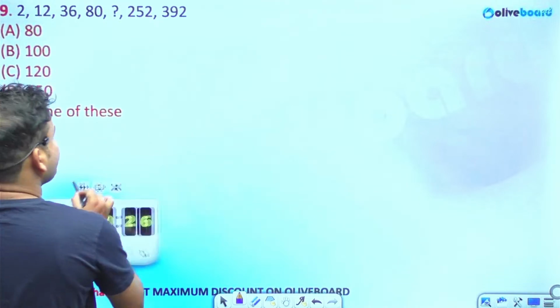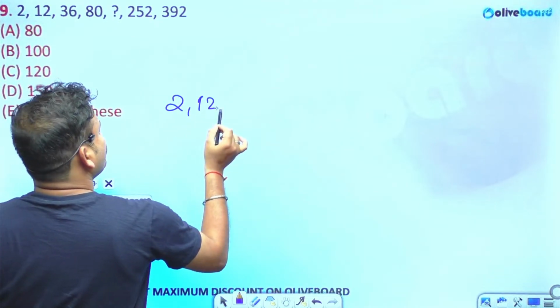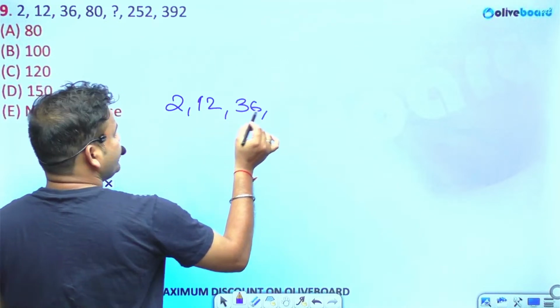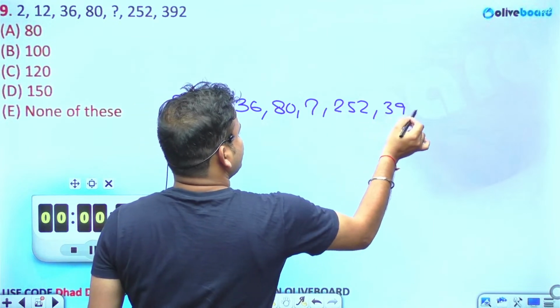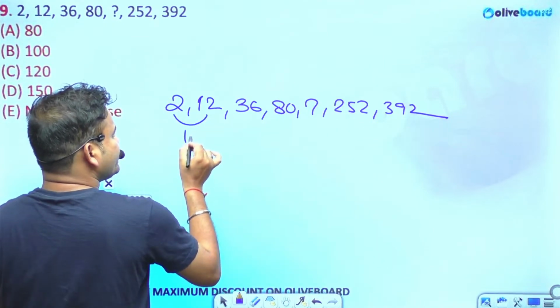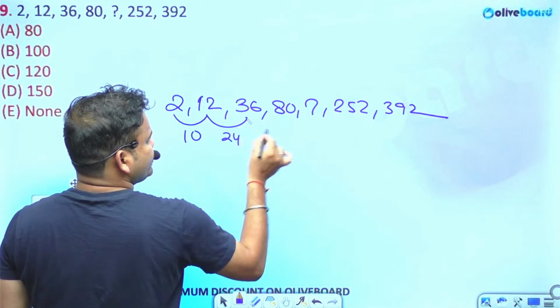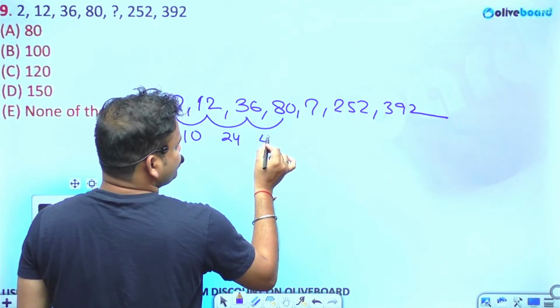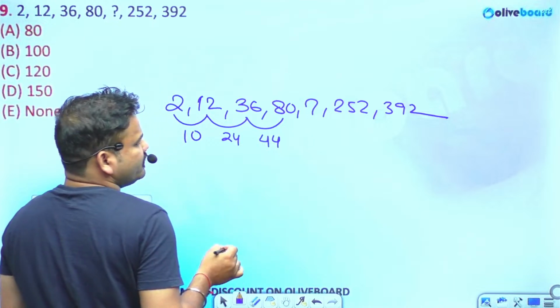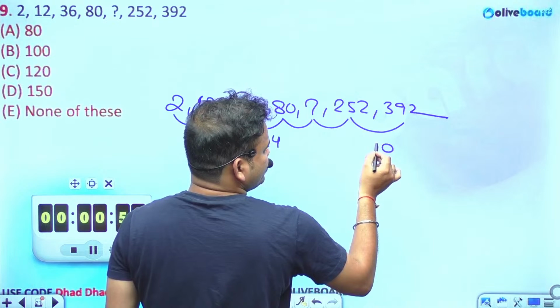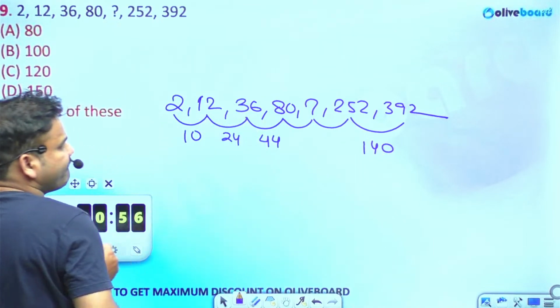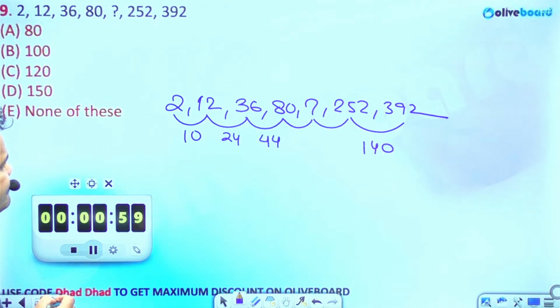Okay, if I'm going via the double differences method, let's see: 2, 12, 36, 80, question mark, then comes 252 and 392, isn't it? So the increment of 10, increment of 24, increment of 44, sorry, 44, right? We don't know about the increment. This is 0, 4, 140. Okay, 36 plus 44, 80.